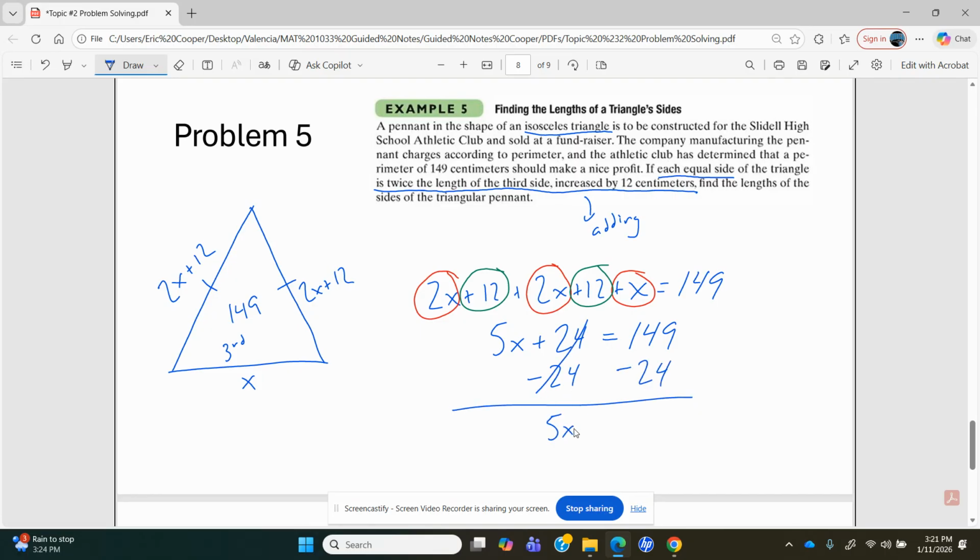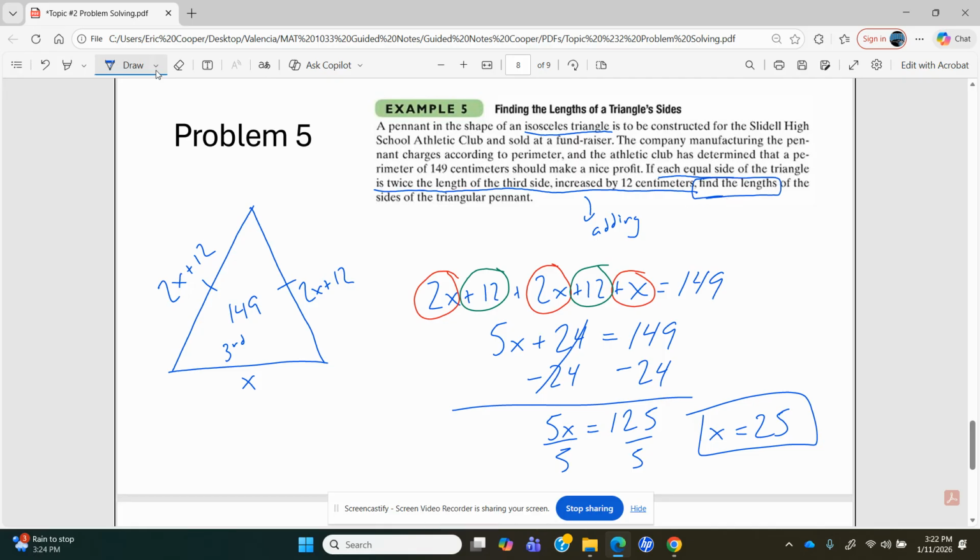The 5x will come down. 149 minus 24 is 125. I need to divide both sides by 5 to get x by itself. And in this case, we get x to equal 25. Now remember, that's not the answer because they want us to find the lengths. That's ultimately what we need to do.